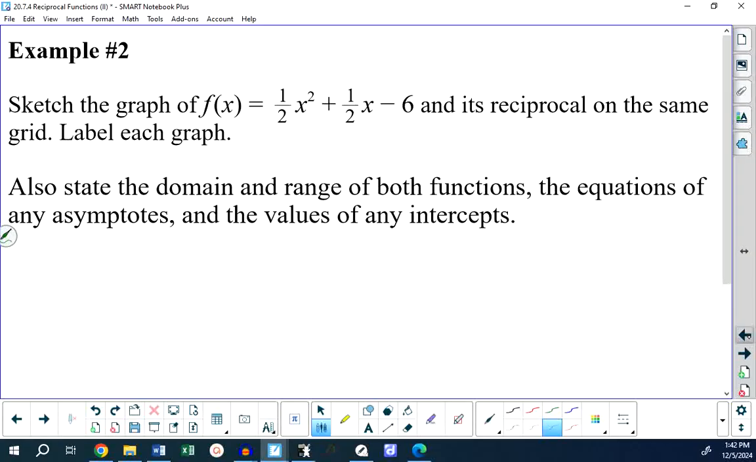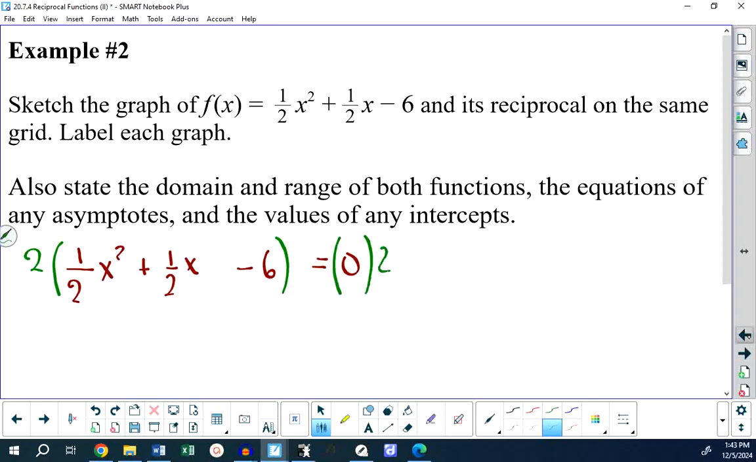In order for you to sketch this function and the reciprocal of it, you would have to solve this equation to find the x-intercepts. Okay, and we will do this part on paper. Let's find the x-intercepts of the original function. Why do we need to know that? Because that's where vertical asymptotes will be. I can multiply both sides of this equation by 2. I don't have to, but I will certainly make my life easier if I do.